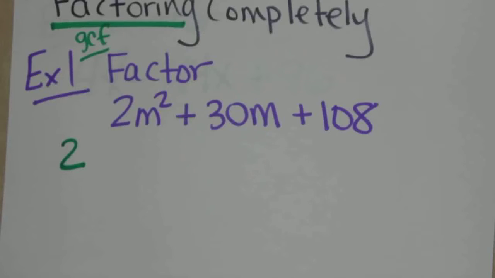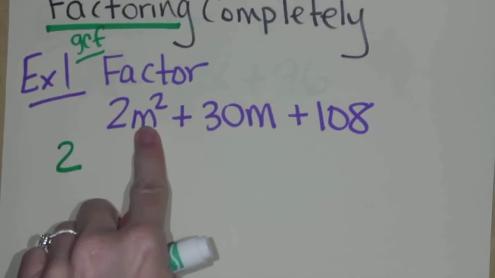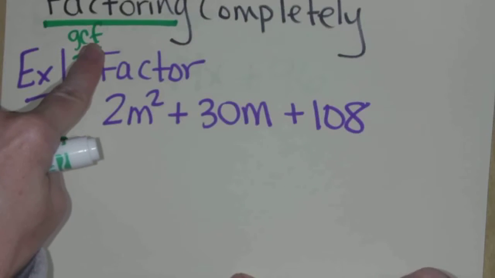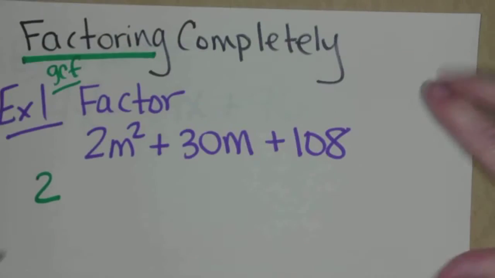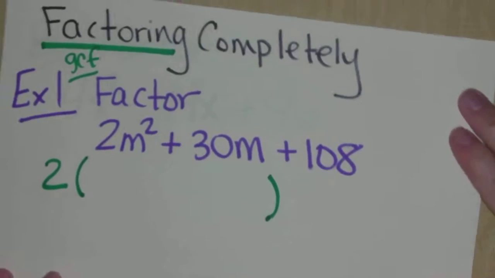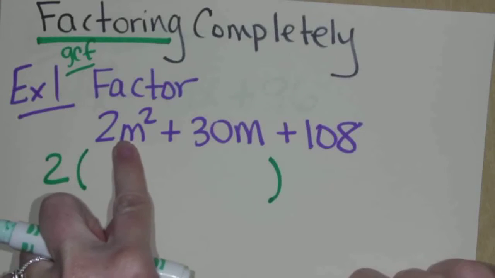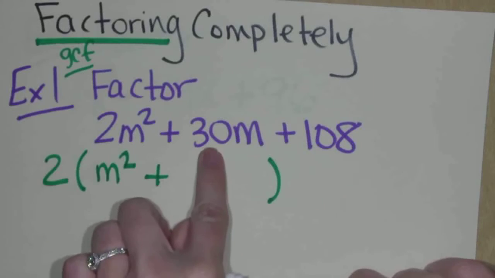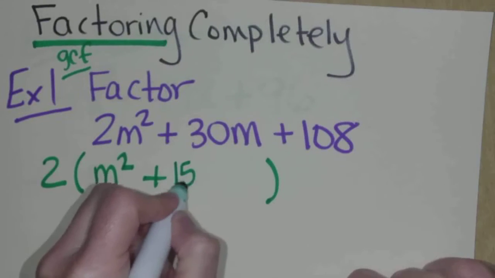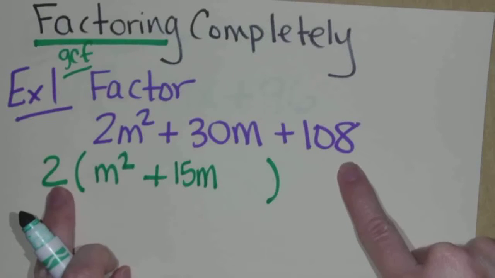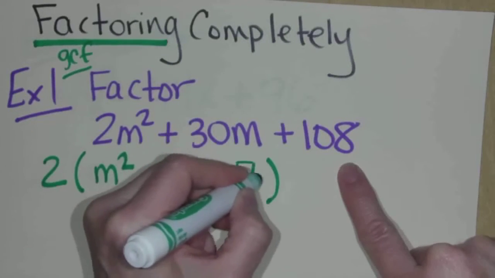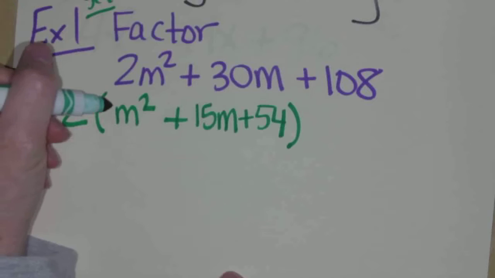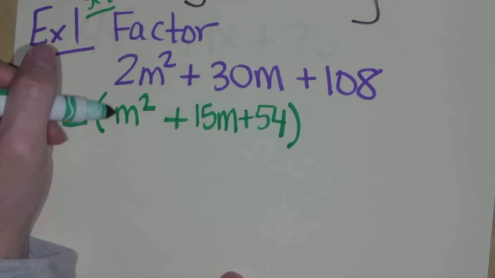Now I can't take any m's to the front because here I have m squared and m, but my 108 doesn't have any. So my fewest m's are none. So I'm just going to take that 2 out, but watch how that makes the problem a little bit more manageable. 2m squared divided by 2 is just m squared. 30m divided by 2 is going to be 15m. And 108 divided by 2 is 54. Okay, now I'm left inside here with a trinomial, but now the leading coefficient is a 1m squared.